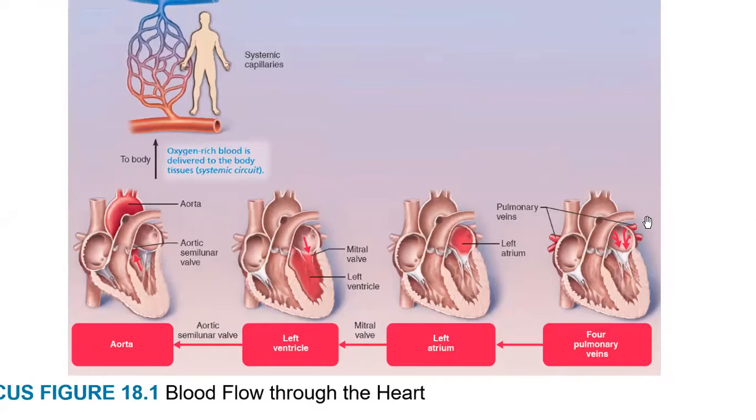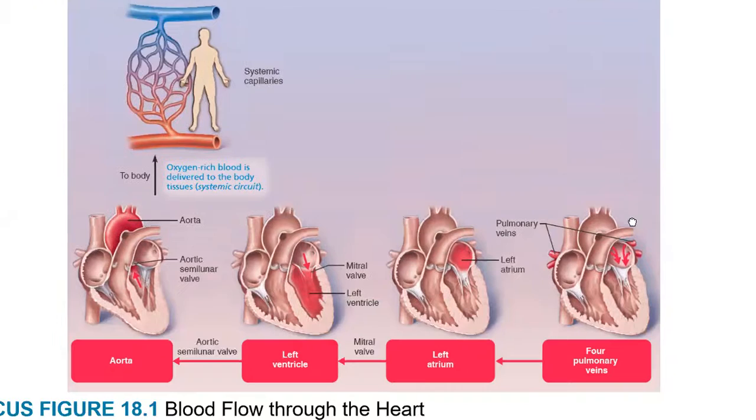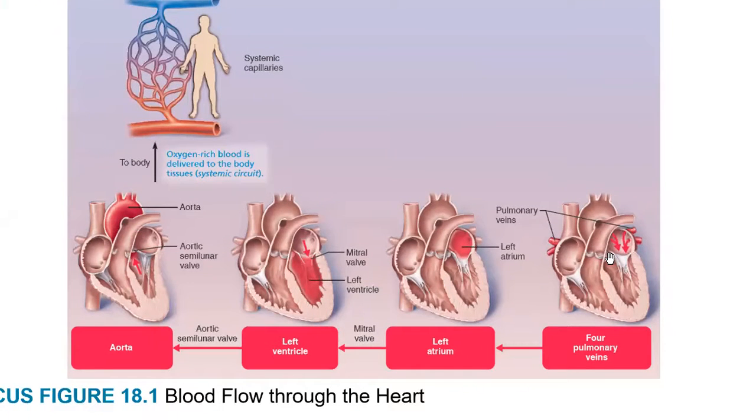I wish they would have shown that over here. It's coming from the lungs. Now it's oxygenated, right? And you're going to see here it comes into the left atrium. Okay, here we are, left atrium. And then once we get into the left atrium, we go into the left ventricle. Remember, the person is looking at you. This is the left side, this is the right side.